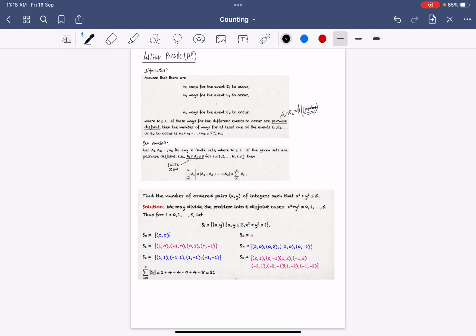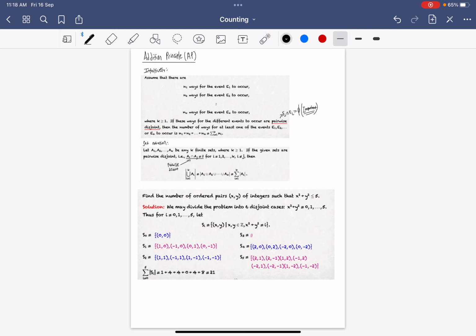The first counting principle we should know is the addition principle. We've been using this principle since we're very young, and intuitively, it just means that if you have different events occurring that do not overlap, the total number of ways this event can occur is just the sum of each individual number of ways each event can occur.